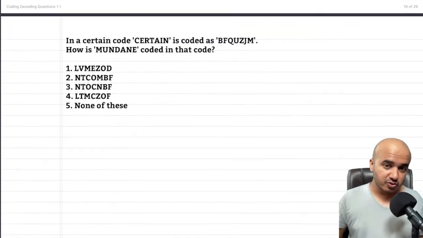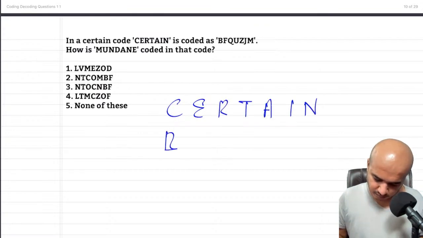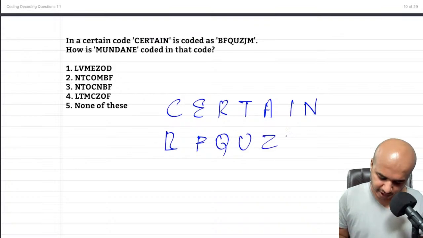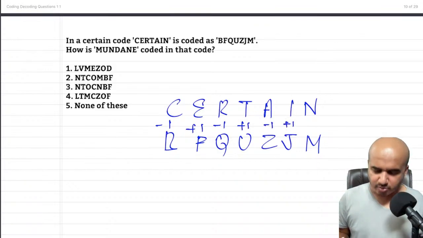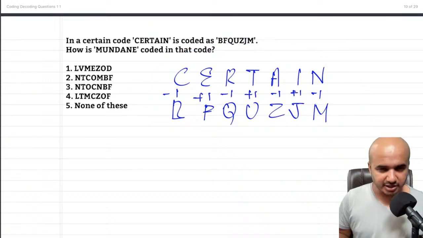In a certain code, certain is coded as BFQUZJM. So C becomes B minus 1, E becomes F plus 1, then minus 1, plus 1, minus 1, plus 1, minus 1. Very easy. The more you practice, the easier it becomes to recognize patterns. That is the only way to recognize patterns. Otherwise, you will struggle and waste a lot of time. So practice is the key here when it comes to LR.